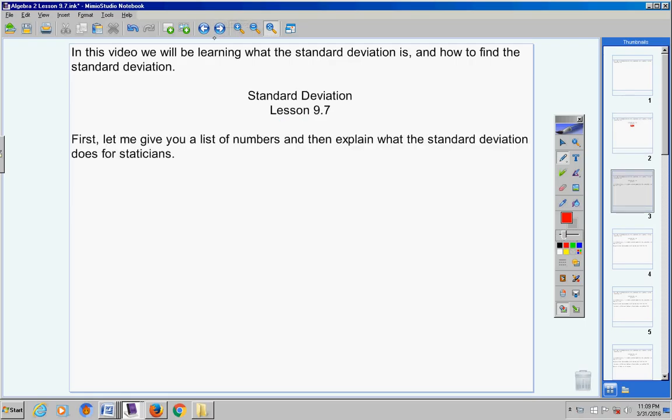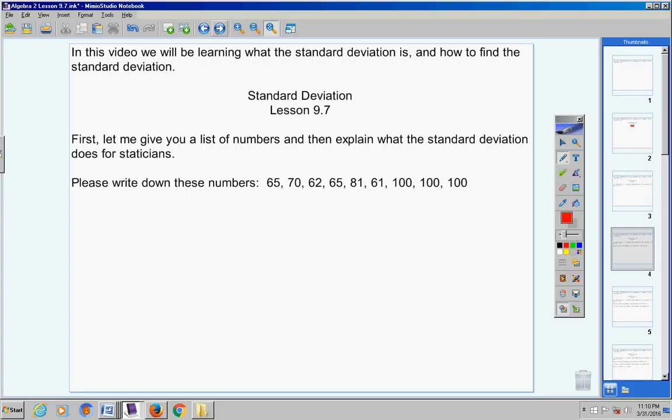First, let me give you a list of numbers and then explain to you what the standard deviation does for statisticians. In fact, let me stop and say this. I'm probably skipping some stuff you need to know. Just like mean, median, mode, and range are statistical things that we find when given a list of numbers, standard deviation is the exact same thing. You use this when you're given a list of numbers. Now I'm going to explain what it is in just a second.